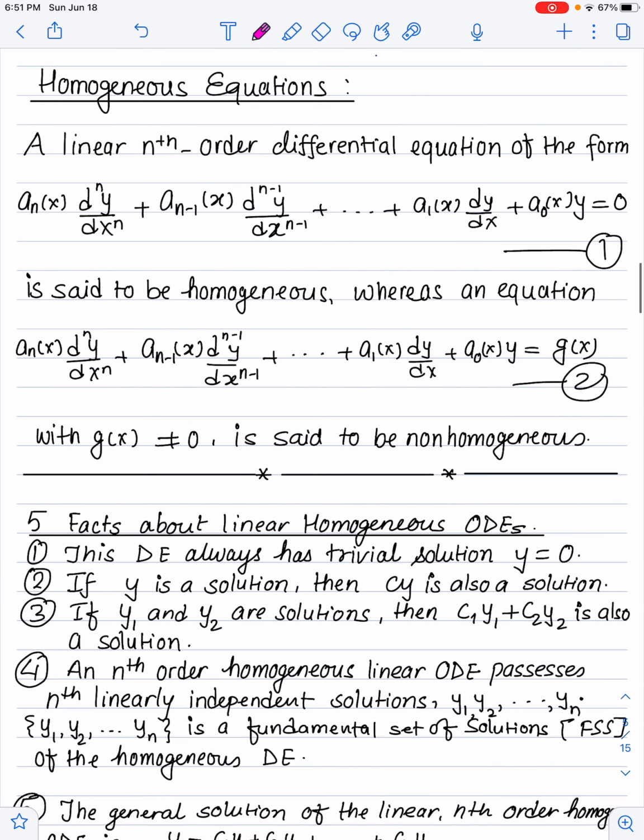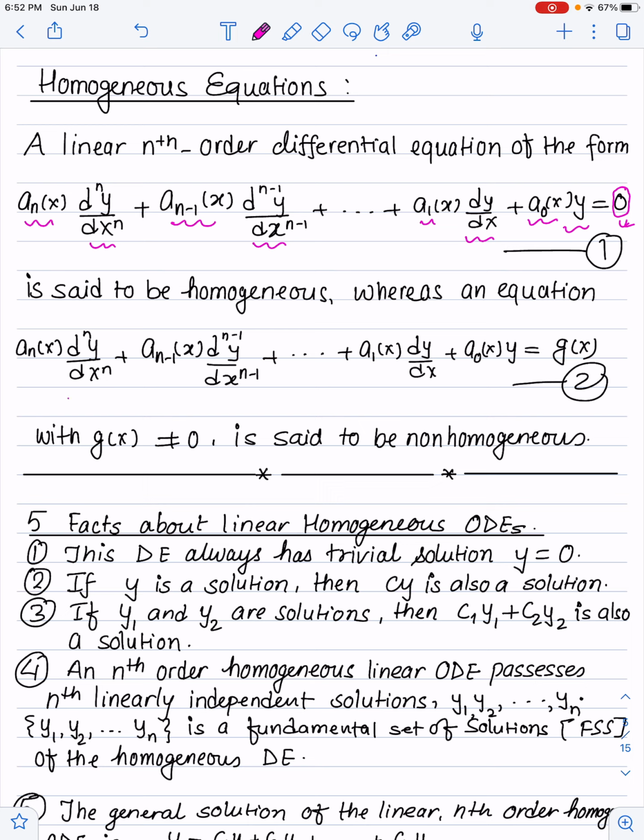Now once we have figured out the initial value problem and boundary value problem, let's look at the homogeneous equation. An nth order linear differential equation of this form is called homogeneous. You can see the degree of y and its derivatives is just 1, so this is linear, because the coefficients are all functions of x or constants. So it is an nth order linear differential equation. And here you can see on the right side this is 0, so that's why it is called homogeneous.